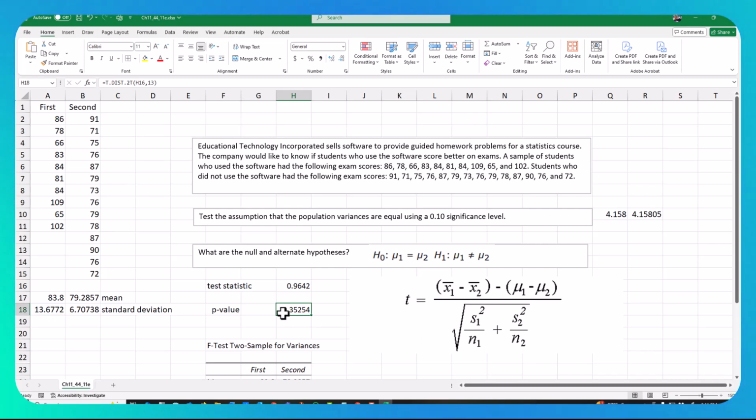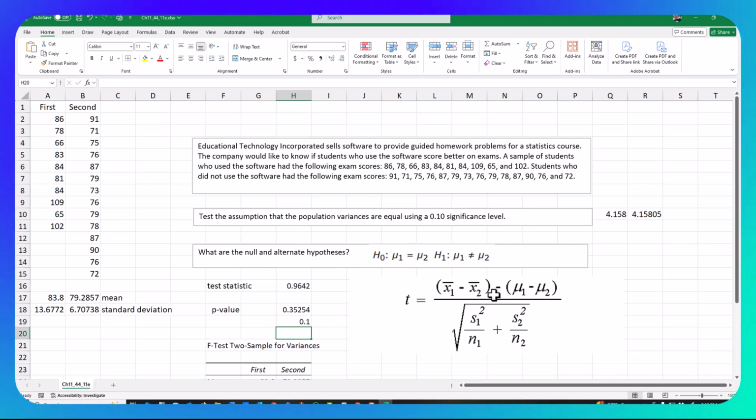And of course, I'm looking at the p-value and comparing it with the alpha, which is 0.10. And certainly I am not going to reject the null, which means there is no difference between these mean scores.